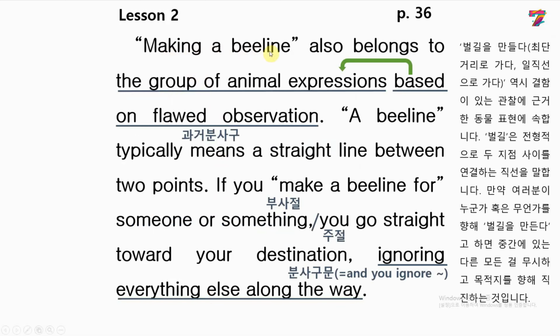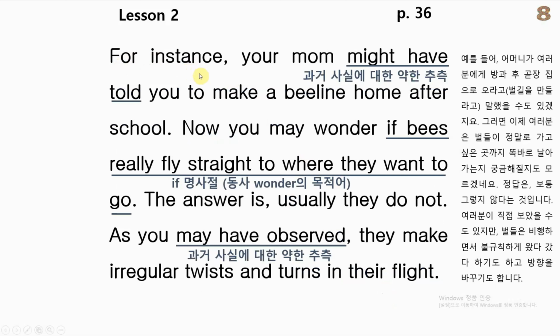Making a beeline also belongs to the group of animal expressions based on flawed observation. A beeline typically means a straight line between 2 points. If you make a beeline for someone or something, you go straight toward your destination, ignoring everything else along the way. For instance, your mom might have told you to make a beeline home after school.